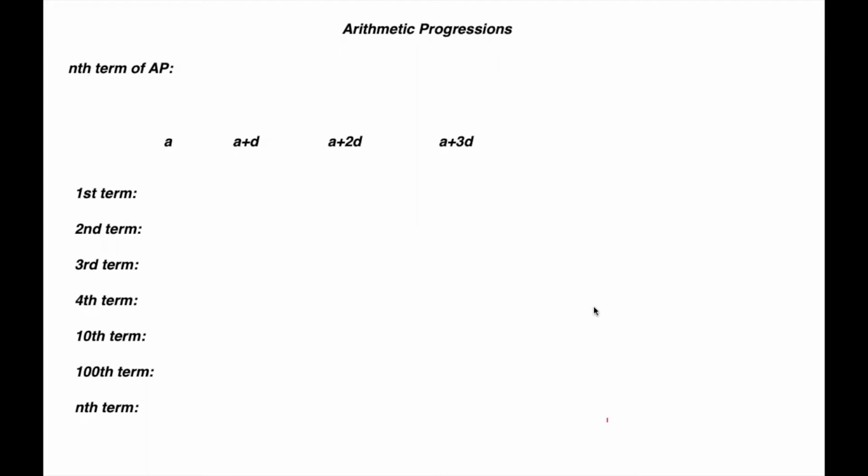So we know the general series of an AP looks something like A plus D, A plus 2D, A plus 3D, right? So let's see what A is here. A is the first term, right? So I can write it here. The first term is A. And what about this D? D is the common difference, right? We already have discussed this in our first video.